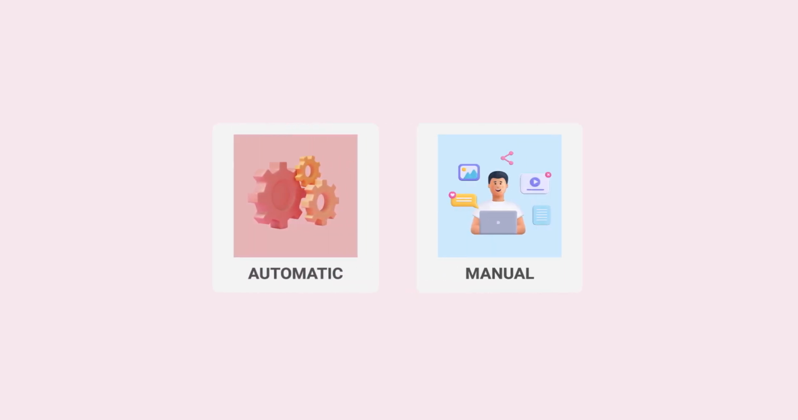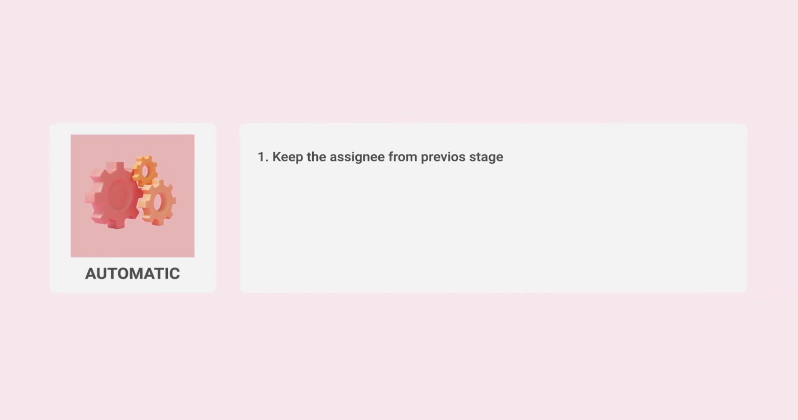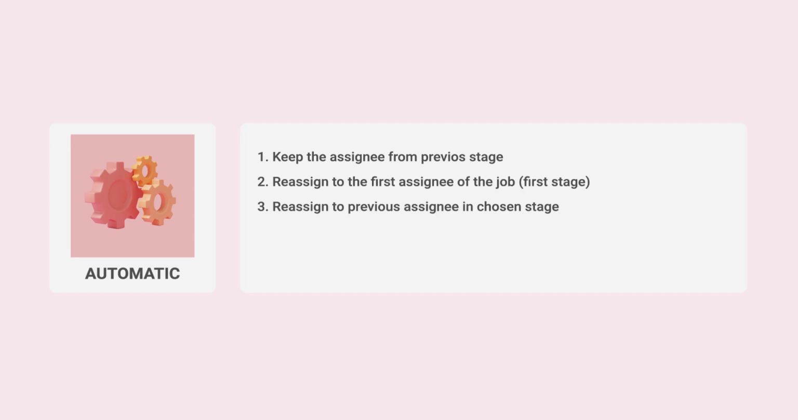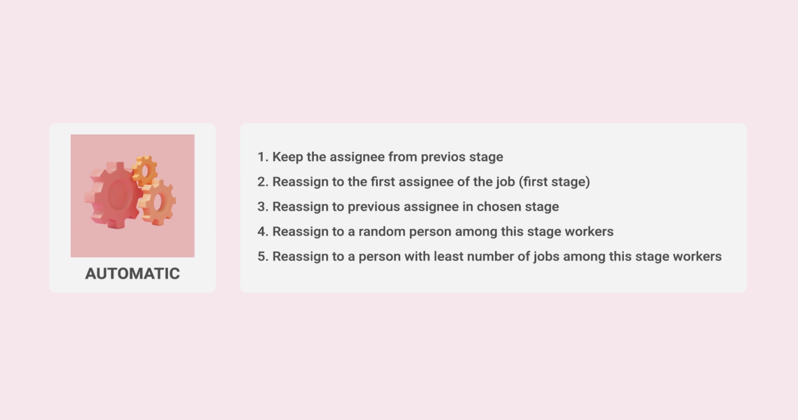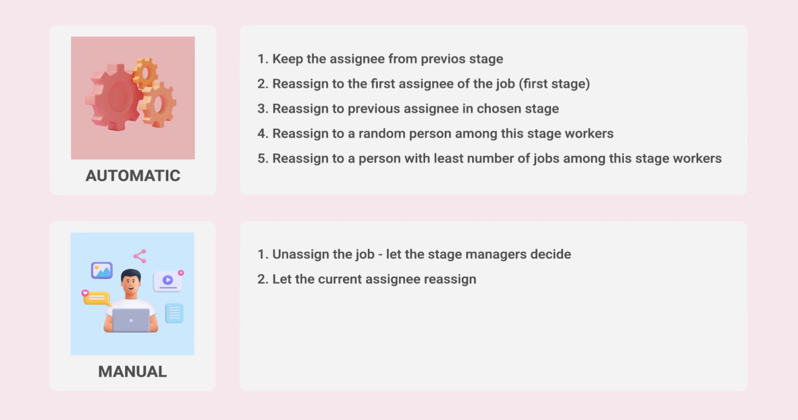In summary, there are 7 rules to assign who will be in charge of a job. These rules can be divided into 2 groups, automatic or manual. The automatic group has 5 rules, which include keep the assignee from the reverse stage, reassign to the first assignee of a job, reassign to the reverse assignee in the chosen stage, reassign to a random person among this stage's workers, and lastly, reassign to the person who has the least number of jobs among this stage's workers.